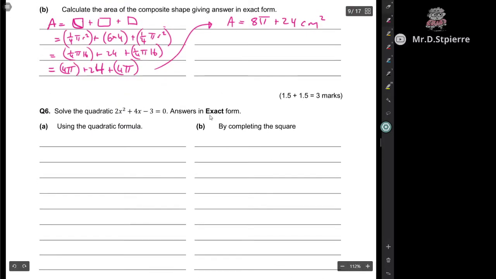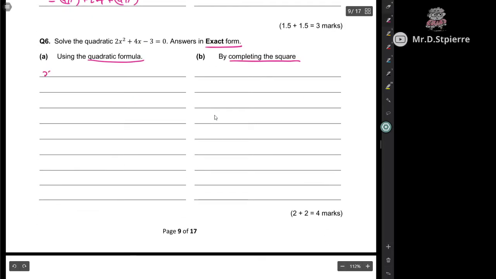Question 6, solve the quadratic 2x squared plus 4x minus 3, giving answers in exact form. I have to do it two different ways. One, use the quadratic formula, and two, do it completing the square. So the quadratic formula says that x is equal to negative b plus or minus the square root of b squared minus 4ac, all over 2a, where 2 is our a, 4 is our b, negative 3 is our c. So we're just going to substitute those in.